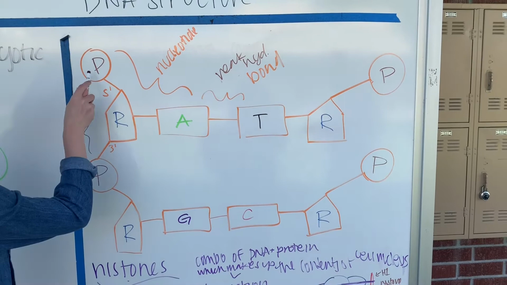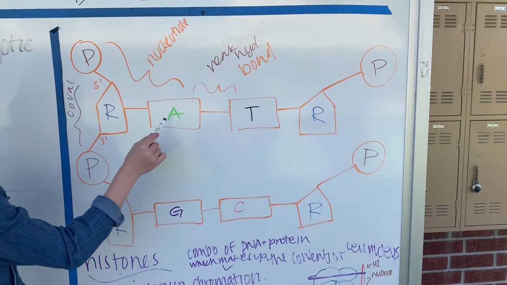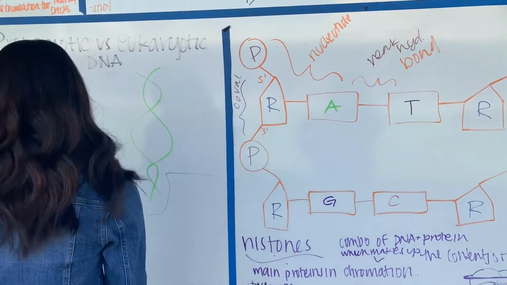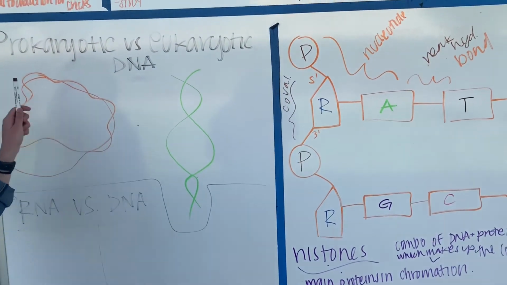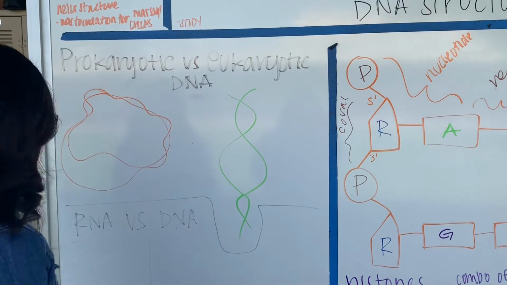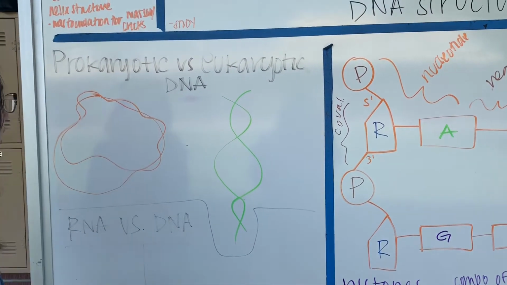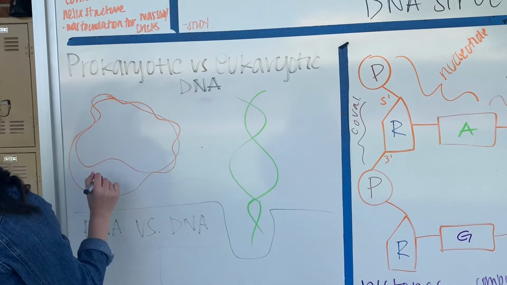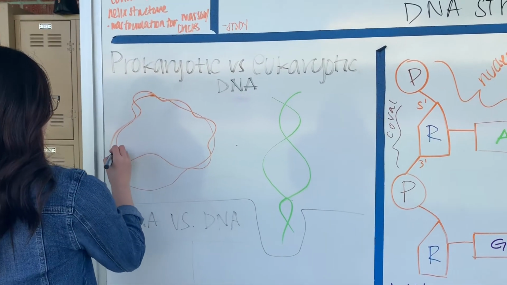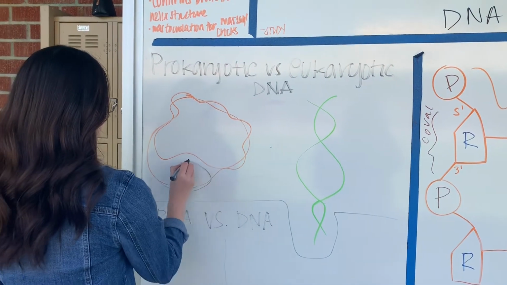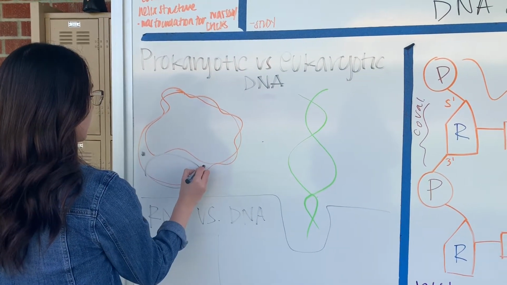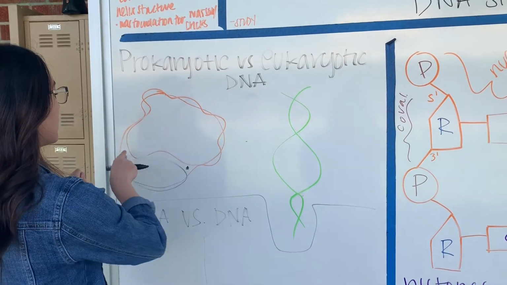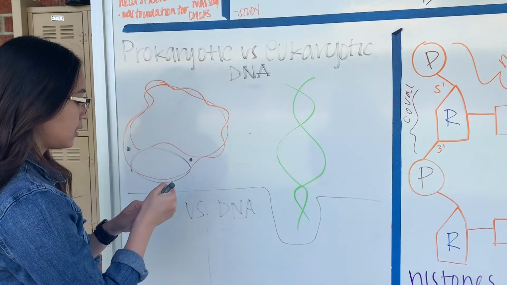And a phosphorus, a sugar, and a base is called a nucleotide. So this is our prokaryotic and eukaryotic DNA. A prokaryote has one circular strand of DNA and only has one replication fork, which is this whole thing. It has two replication forks, but has one origin of replication, so it's just a continuous circle of DNA.